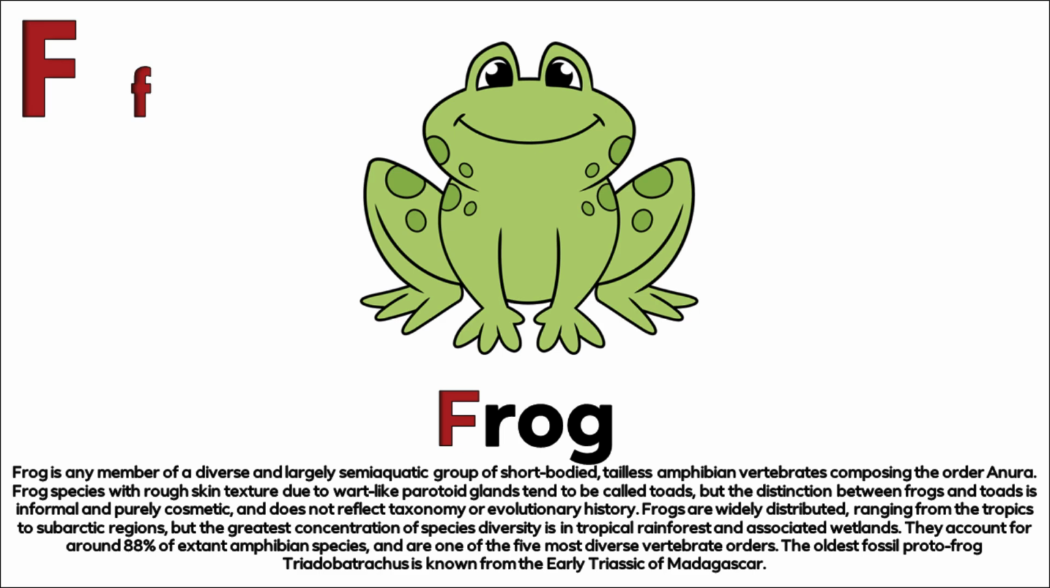Frogs are widely distributed, ranging from the tropics to subarctic regions, but the greatest concentration of species diversity is in tropical rainforest and associated wetlands. They account for around 88% of extant amphibian species, and are one of the 5 most diverse vertebrate orders. The oldest fossil protofrog Triadobatrachus is known from the early Triassic of Madagascar.